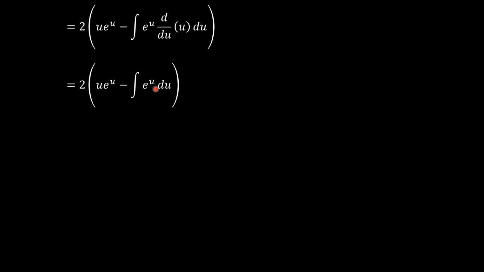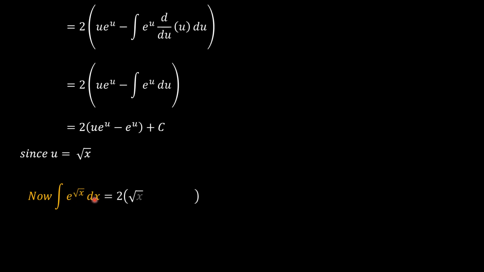And that means that obviously the integral of e to the power u is just e to the power u. So our answer becomes twice u times e to the power u minus e to the power u, close bracket, plus the integration constant. But since we had set u to be a substitution of the square root of x, we can now say the integral of e to the power square root of x is twice, in place of u we have square root of x, times e to the power square root of x minus e to the power square root of x, close bracket, plus c.